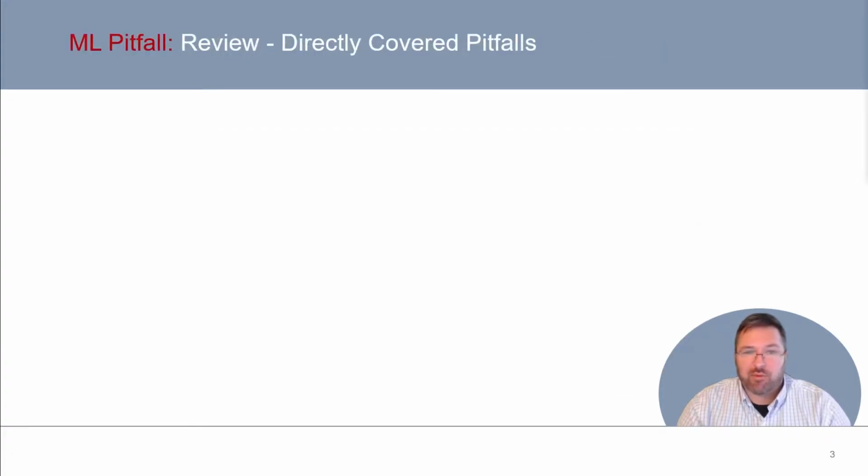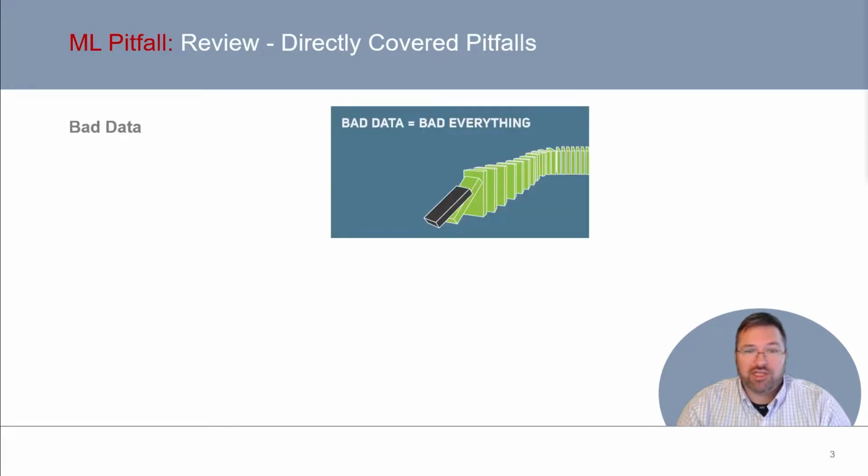Let's begin here by reviewing the machine learning pitfalls that we've directly covered so far in this video series. These include bad data, where issues with data quality can wreak all kinds of havoc downstream. Class imbalance, which can make it difficult for some algorithms to effectively train, and requires us to be careful in evaluating and interpreting our results.